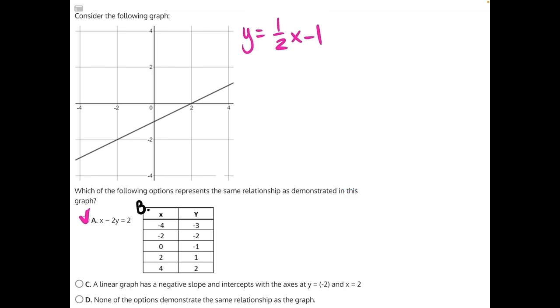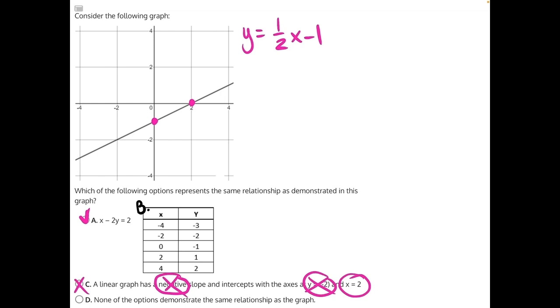Let's start by taking a look at C and D. Answer choice C says a linear graph that has a negative slope and intercepts with the axes at y equals -2 and x equals 2. The only true statement in this entire answer choice is here. It intercepts the x-axis at x equals 2, but it intercepts the y-axis at y equals -1, not -2. And it has a positive slope. It is going up from left to right, not down, so it does not have a negative slope, and that makes answer choice C incorrect.